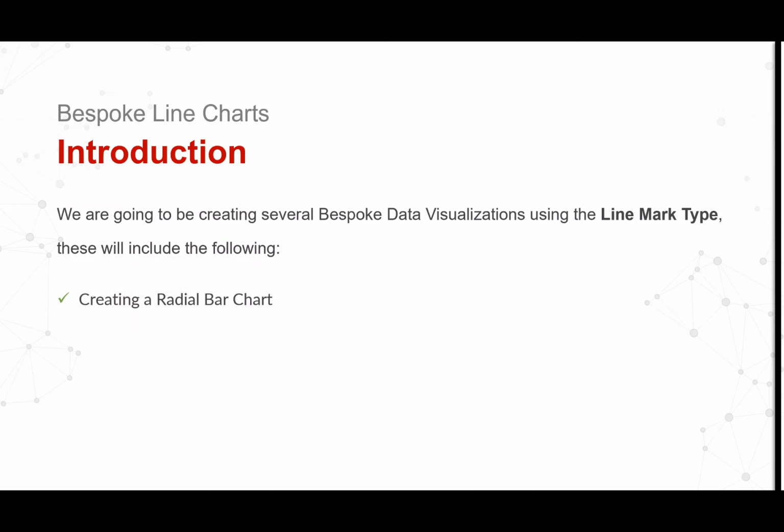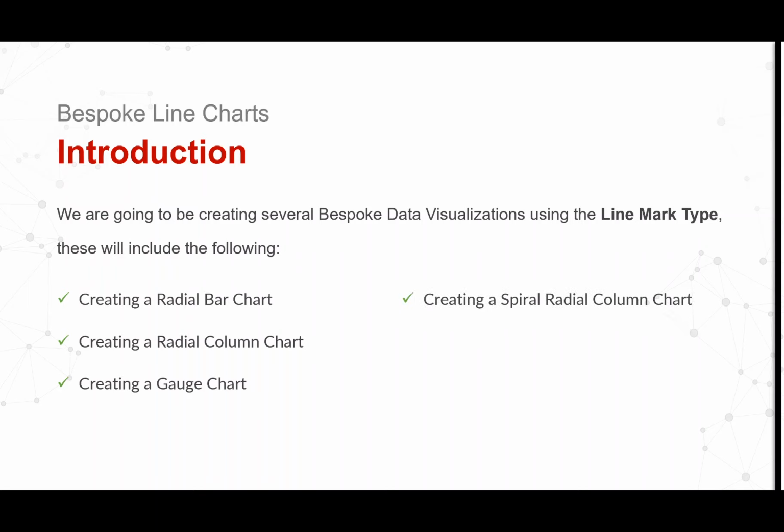We are going to create a radial bar chart. We are going to be creating a radial column chart. One of my personal favorites, and I don't use this enough, we're going to be creating a gauge chart. Something a bit more special, we are going to be creating a spiral radial column chart. Say that in one sentence quickly. And finally, something a little bit newer, we are going to be creating a dendrogram chart or diagram.